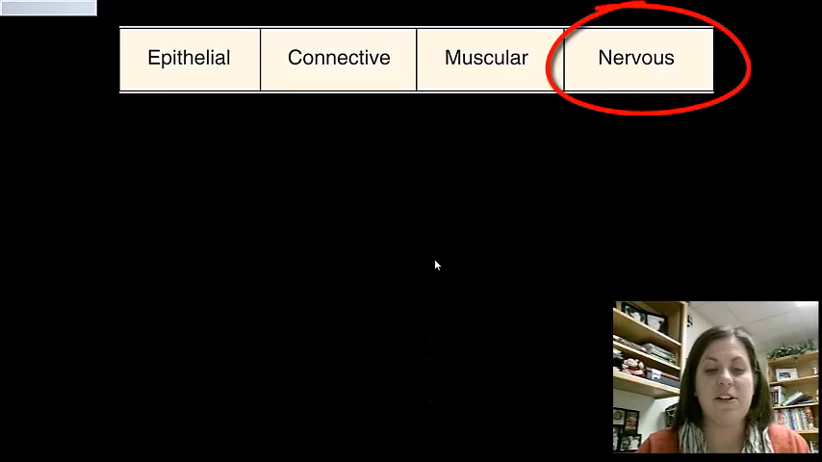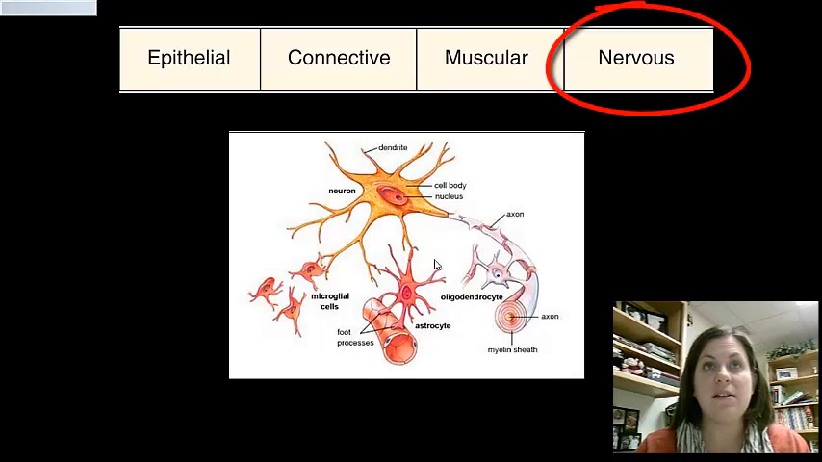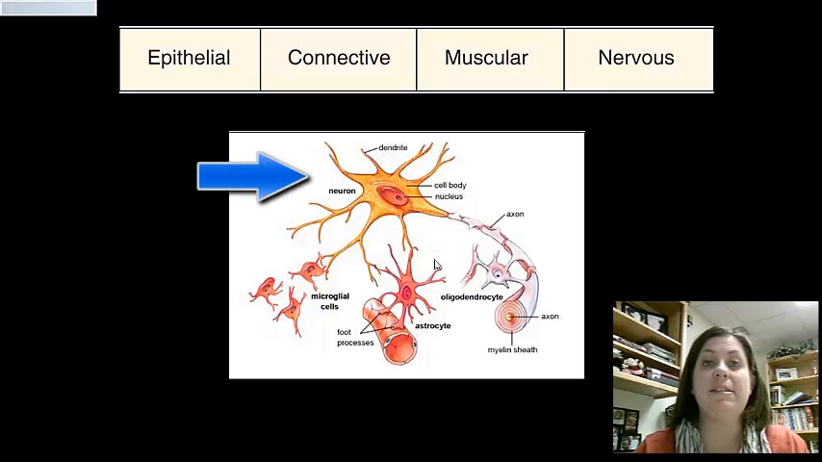The last type of tissue is the nervous tissue, which coordinates body activities through electrical impulses. It is found in the brain, spinal cord, and nerves. The cells that make up the nervous tissue are called neurons. Neurons can be sensory, where they actually collect information, or they can be motor, where they perform a function, which is going to respond to the stimulus.